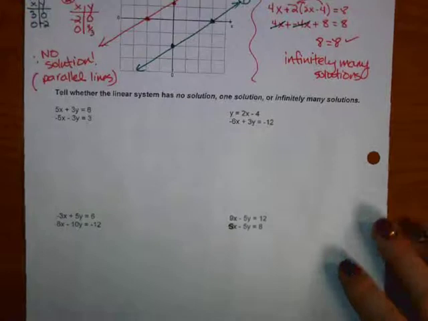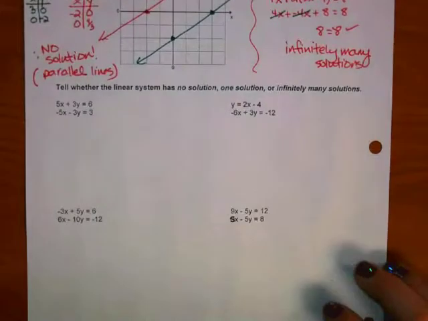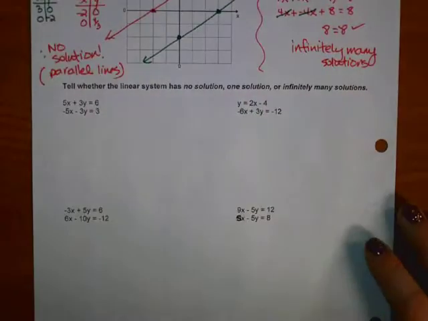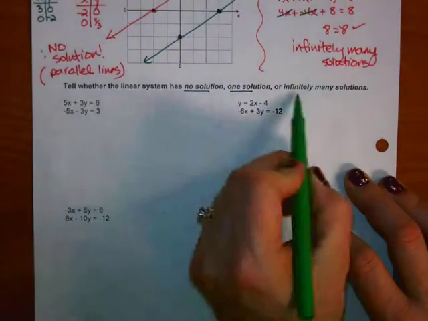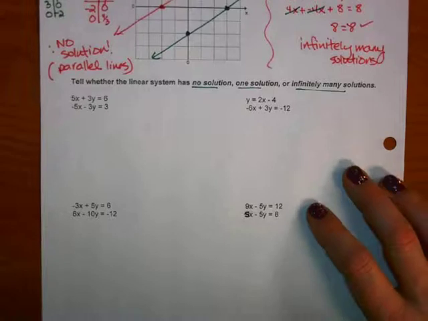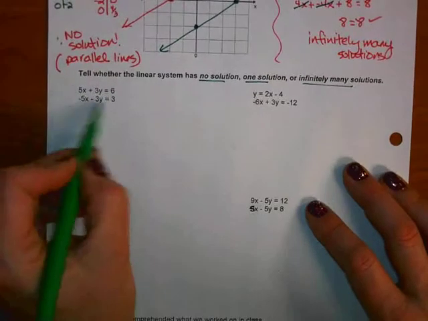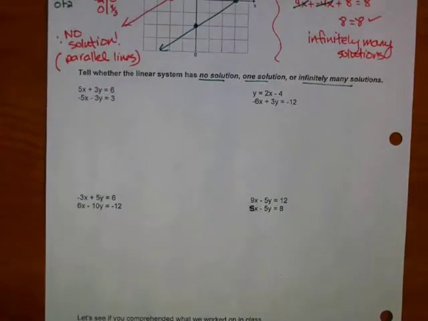All right, so here's what you get to practice. Let's do these 4 real quick. They shouldn't take too long. Tell whether the linear system has no solution, one solution, or infinitely many. So let's look at this. Does it tell you how to do it? No. And you all prefer elimination, I'm guessing, right?